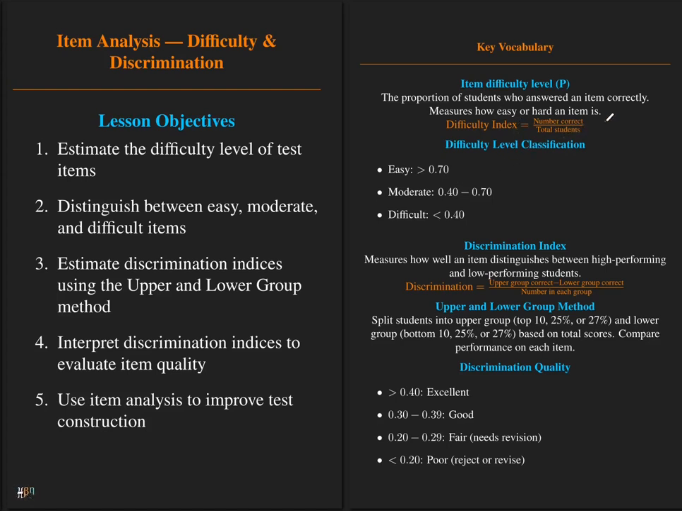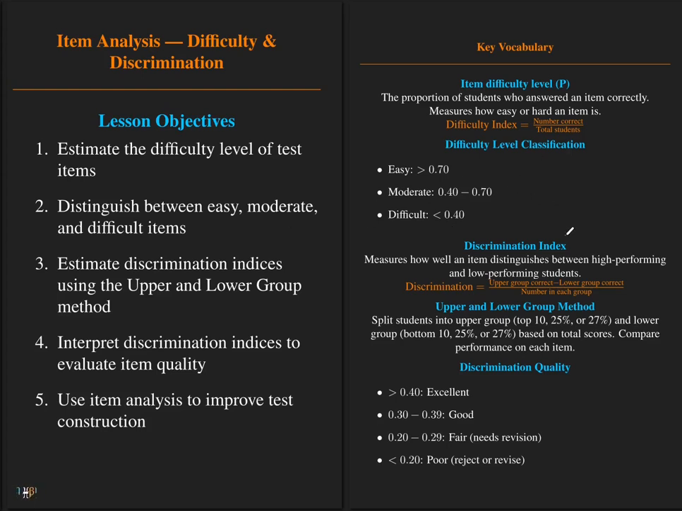Now if you solve this, you get a decimal, which is always between 0 and 1. If it is greater than 0.7, then we say it is an easy test item. If it is moderate, then it should be between 0.40 and 0.70. But a test item whose difficulty level is less than 0.41 tells you that it is very, very difficult. We'll be solving a question on that.